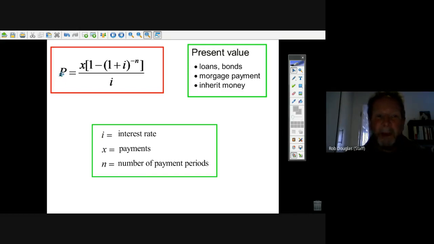So this is kind of like your initial investment, but it's used whenever they say the word loan. So if you take out a loan, this is the formula you use to figure out the payments and how many payments you make or the interest rate. All for loans or mortgages, that sort of thing. That's when we use present value. Let's look at a problem.